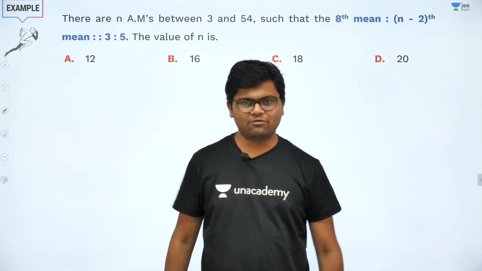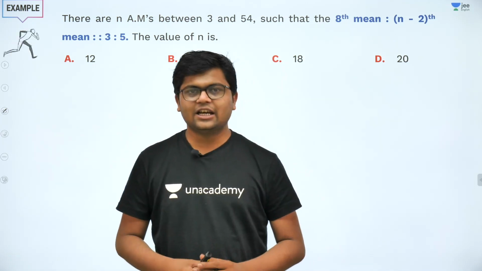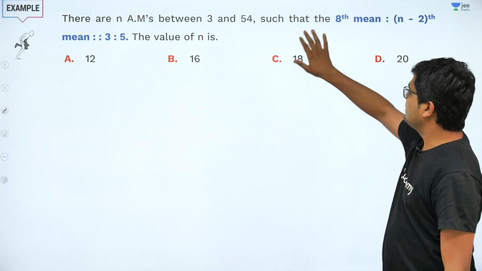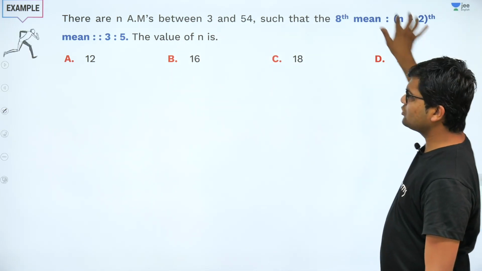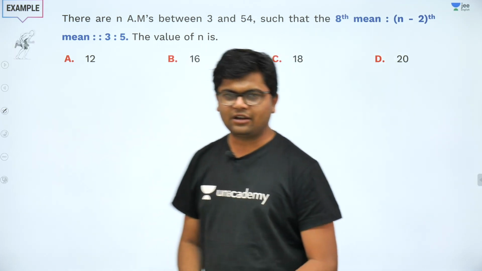This is our first question, very fundamental, very beautiful and very relevant question for IIT JEE. There are n arithmetic means between 3 and 54, such that the 8th mean and the n-2th mean have the ratio 3:5. We need to find the value of n.